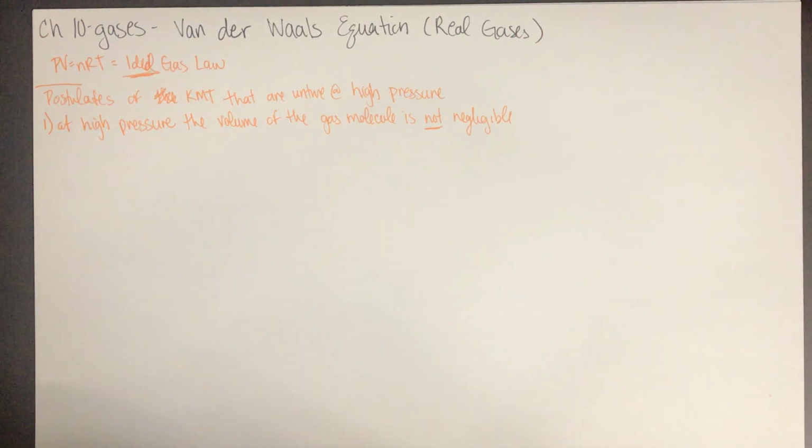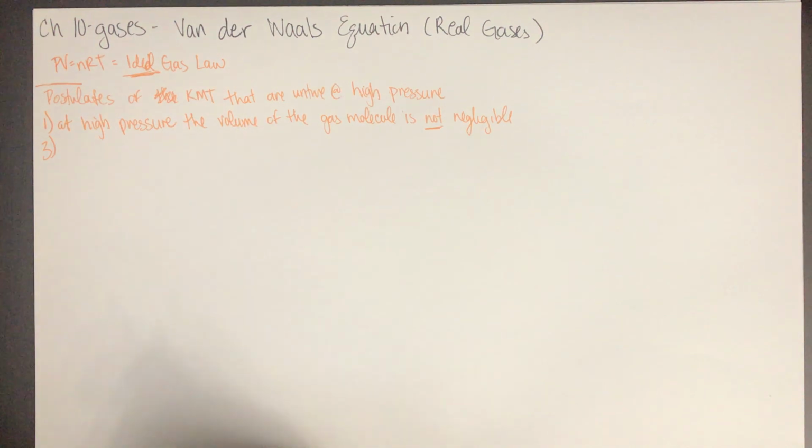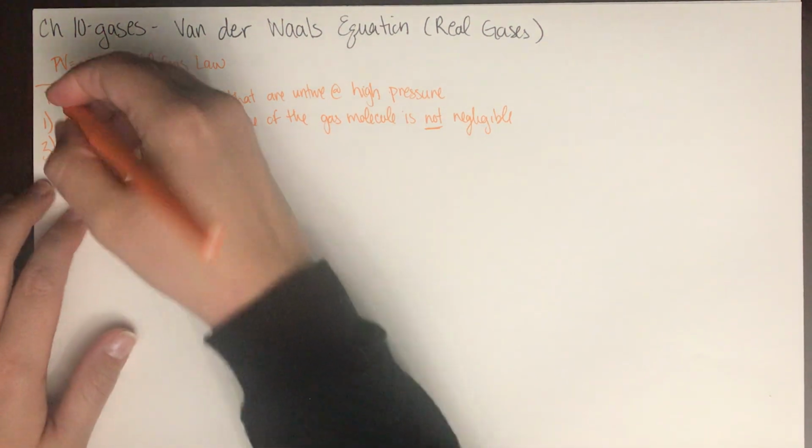The second postulate that is no longer true is postulate number 3. Postulate number 3 says that the intermolecular forces between gas molecules is so small that it's negligible. At high pressure, the intermolecular forces of gas molecules are not negligible.